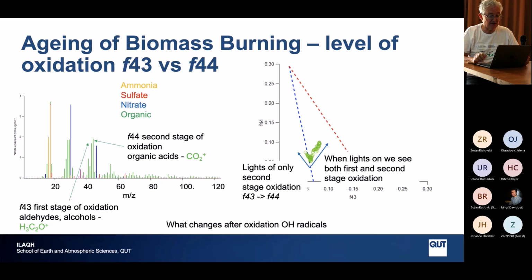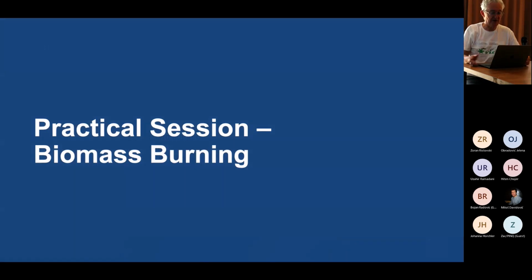When we turn the lights off, only second stage oxidation occurred. So only oxidation by the ozone that's already present in the chamber occurred. So F43 was going down, while F44 was going up. These are all subtle differences in the composition, very important in understanding the photochemical processes that are going on.